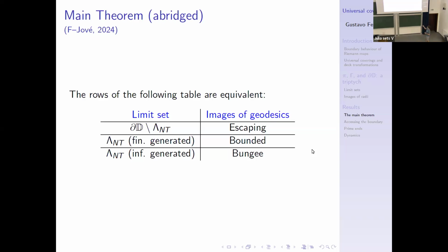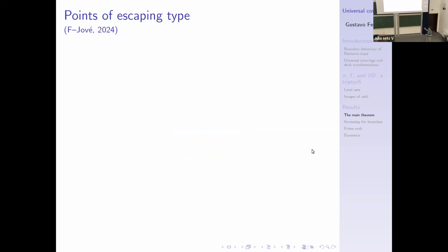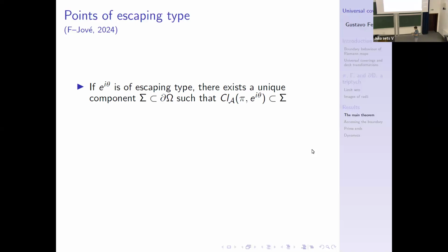now let's delve into each of these types of points and try to understand a bit more what the universal covering is doing and why we're seeing those points there. So let's look at points of escaping type, which were the nice ones. Why do I say that they're nice? I say that they're nice because if I take a point of escaping type, then there exists some unique component of the boundary of my domain such that the angular cluster set of my universal covering belongs to this boundary component, right? In other words, let me try and make a new drawing.